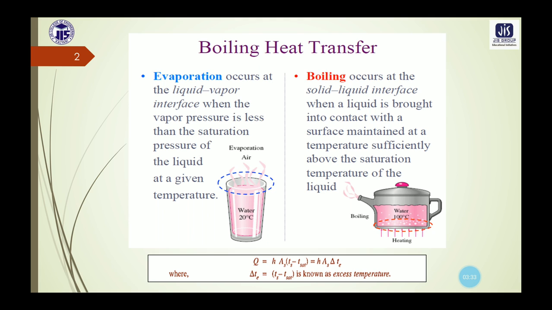Now, the heat which is transferred from the solid surface to the liquid in case of boiling obeys this formula: Q equals h A_s into (T_s minus T_saturated). This T_s minus T_saturated can be represented as delta T_e. This delta T_e is the surface temperature minus the saturated temperature, and it is known as the excess temperature.